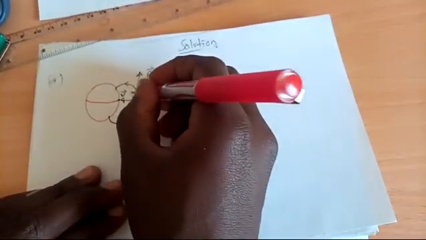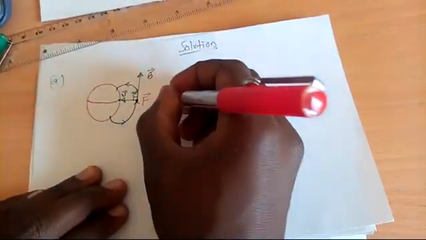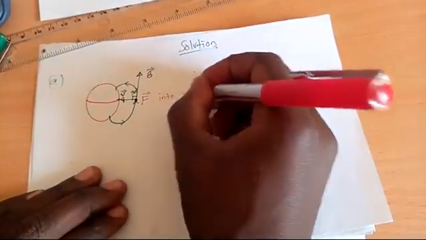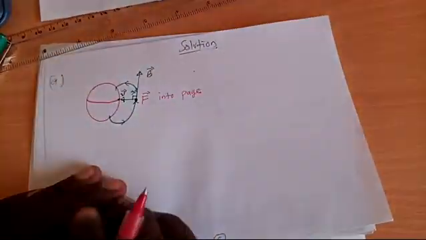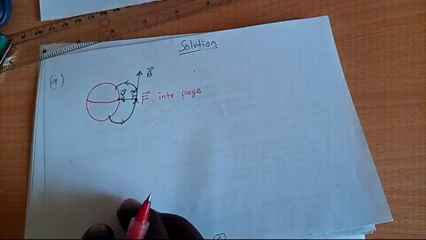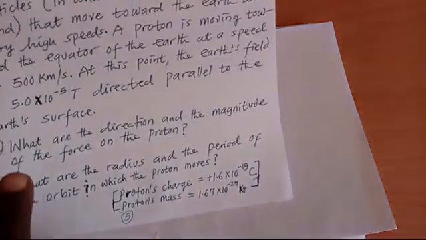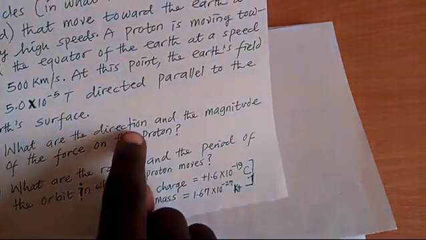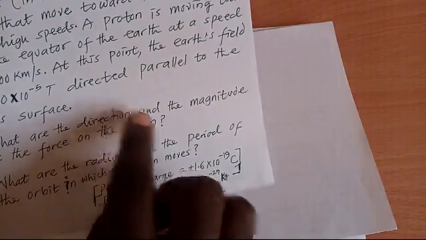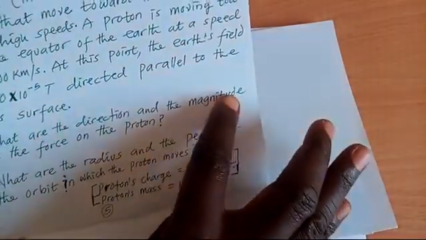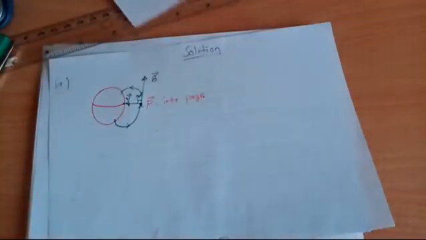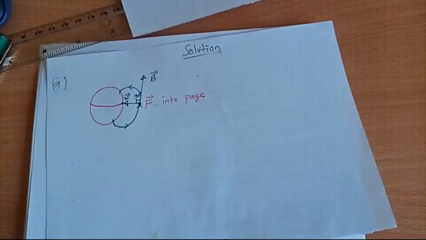According to the right hand rule, our force is what? Into page. Okay, the force is into page. Now that the force is into page, we know the direction of the force, because here they ask what the direction is. We know the direction now is into page. And the magnitude of the force on the proton. How do we get the magnitude? What formula do we use?